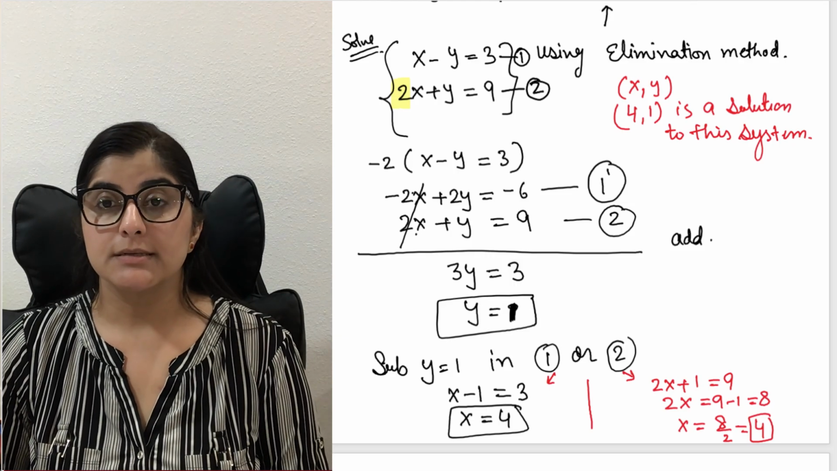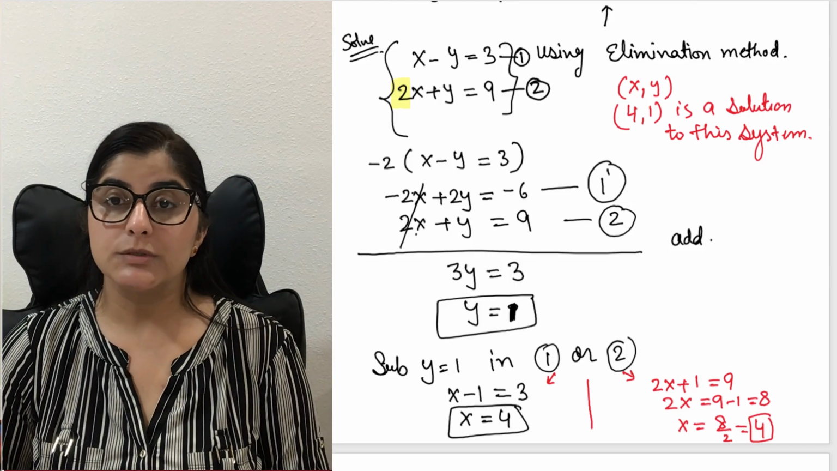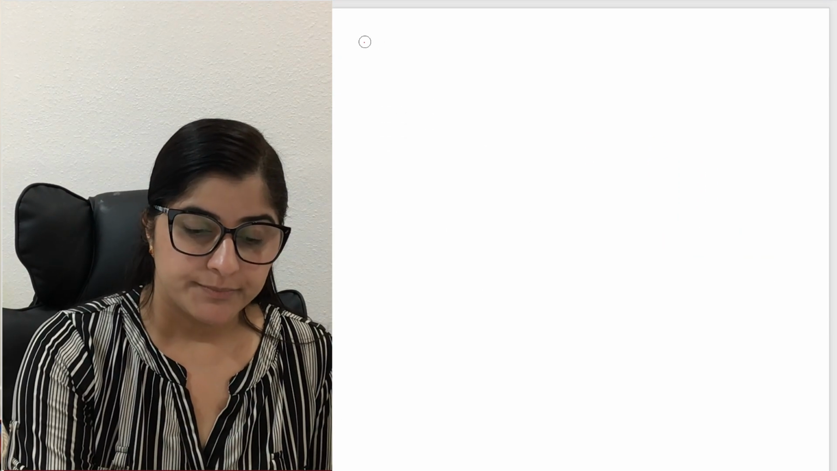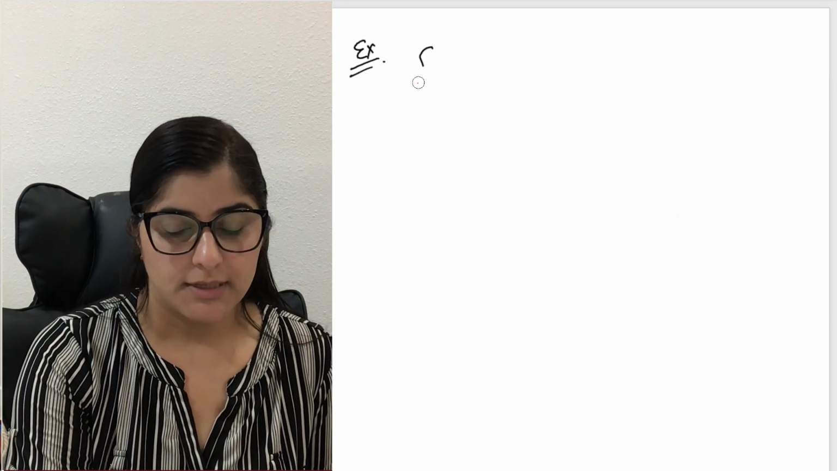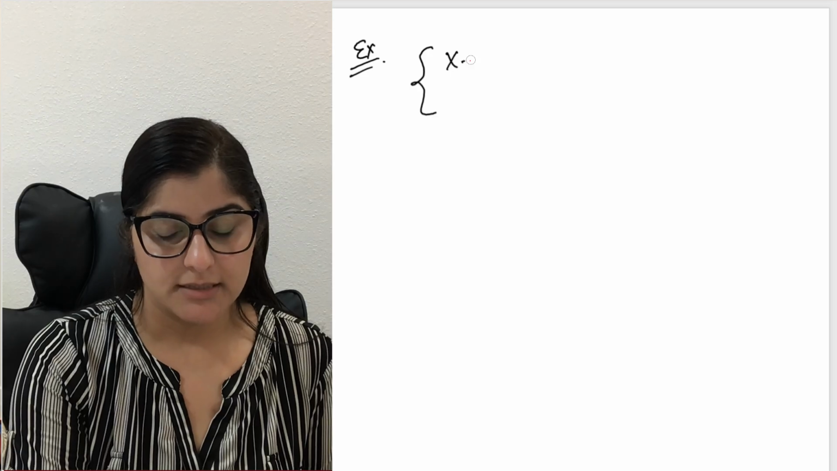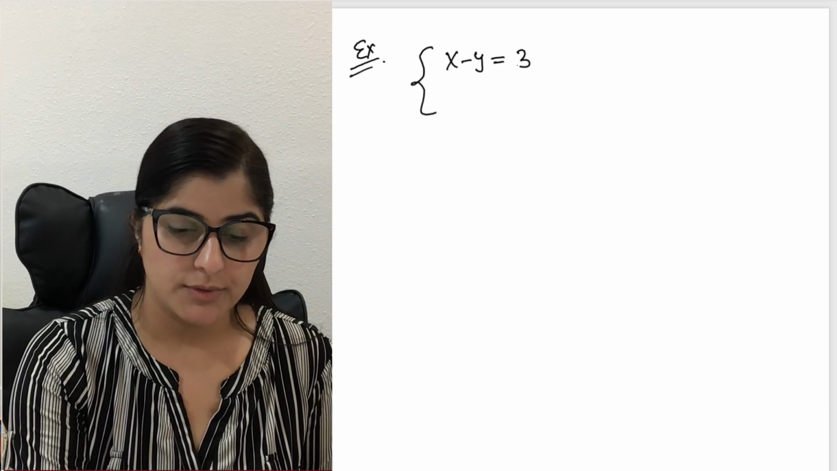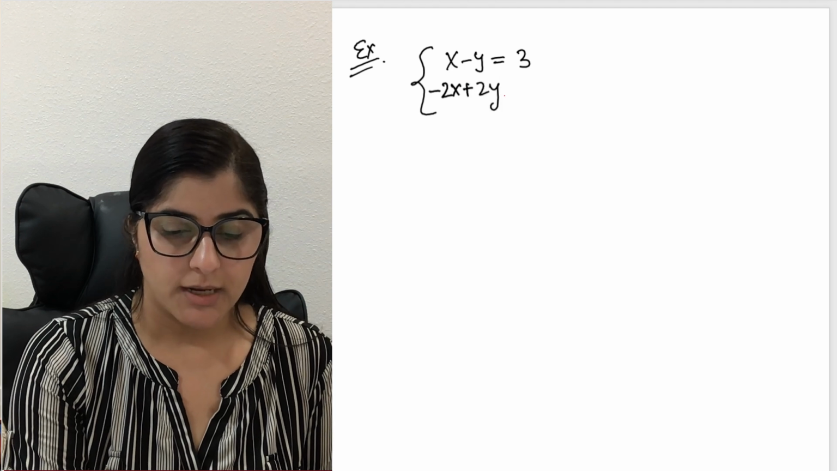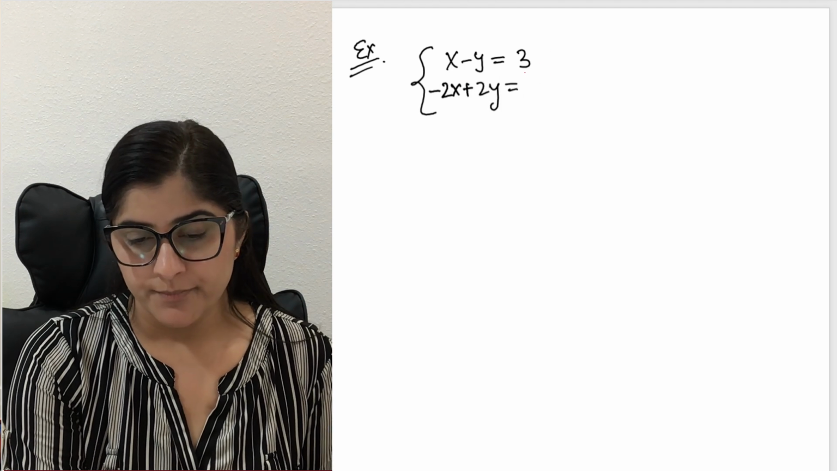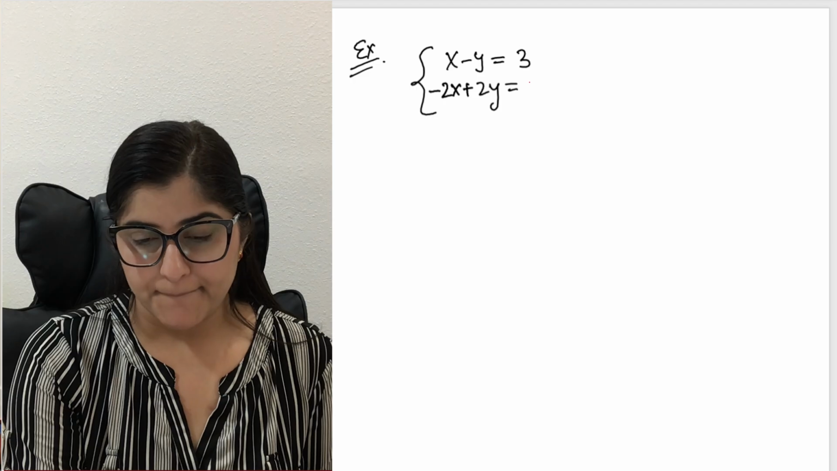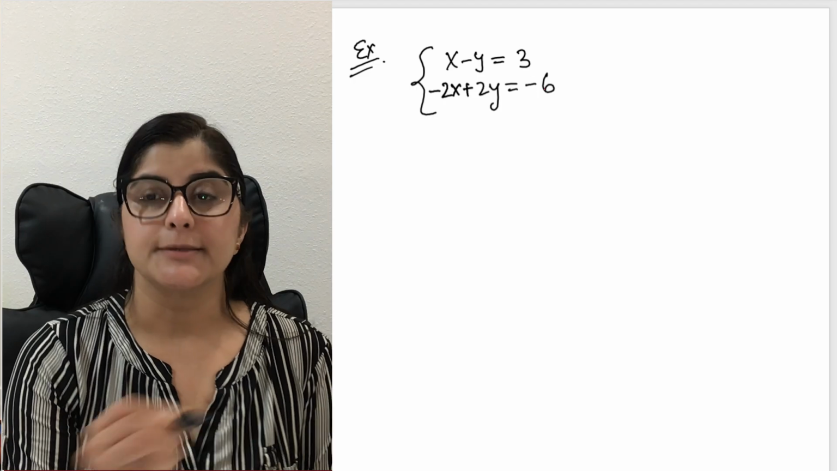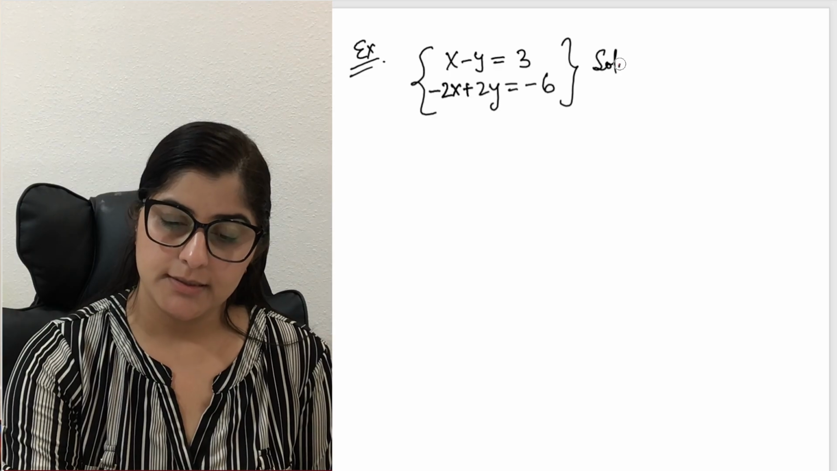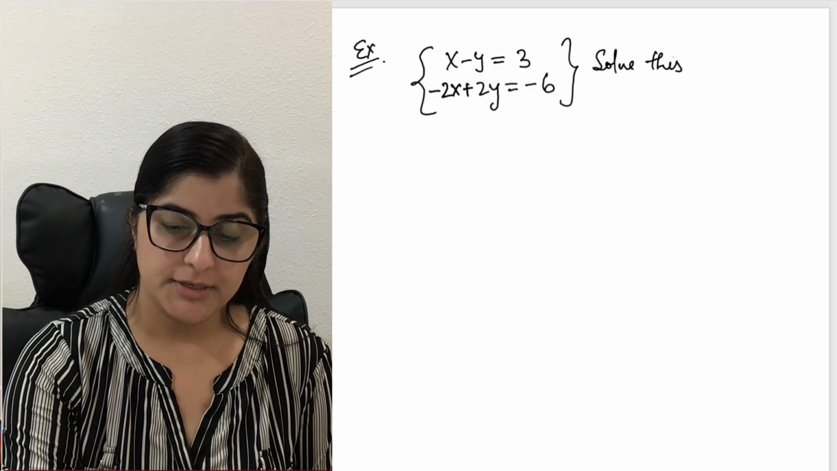Now let's discuss the different cases when you have no solution or infinitely many solutions. Let's take this example: x minus y is equal to 3, minus 2x plus 2y is equal to minus 6. Let's try to solve this using the elimination method.